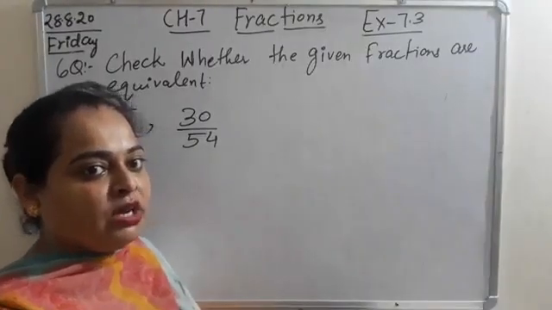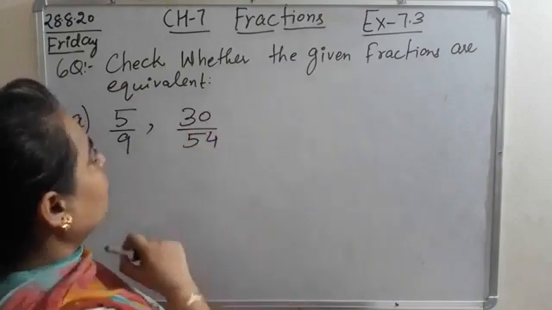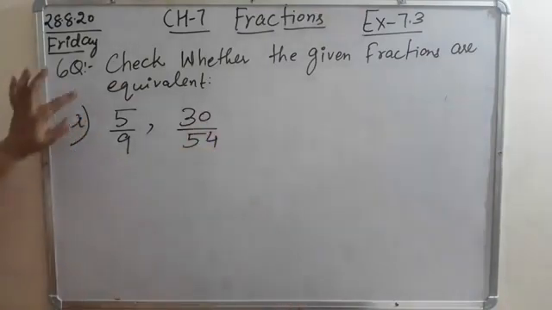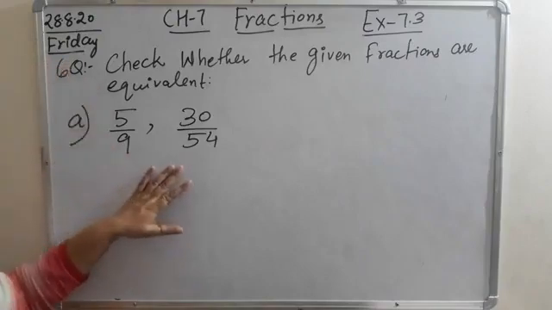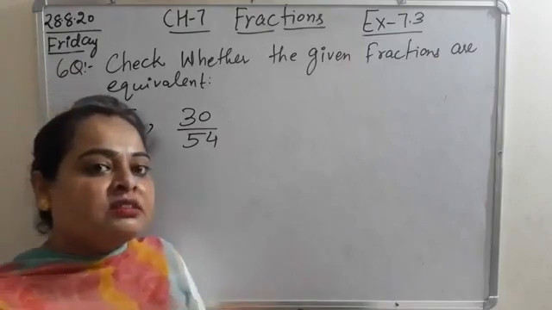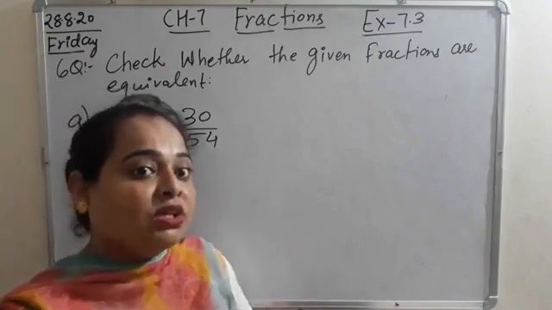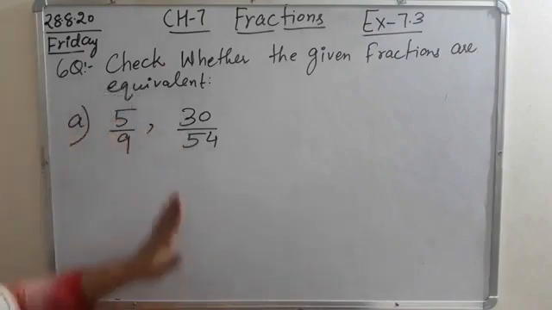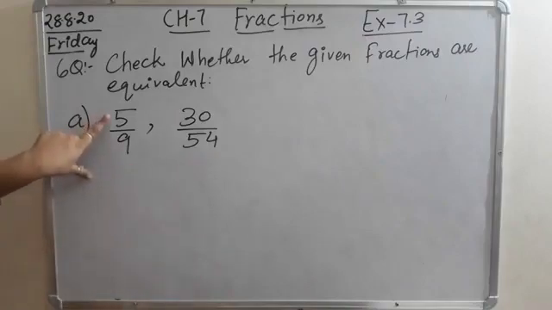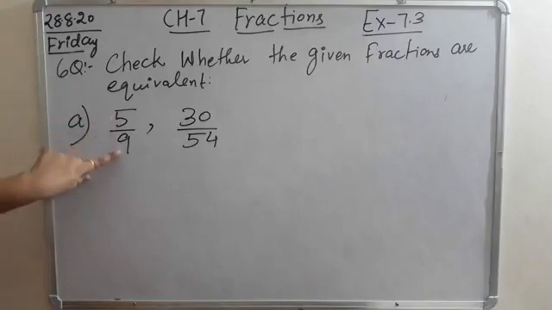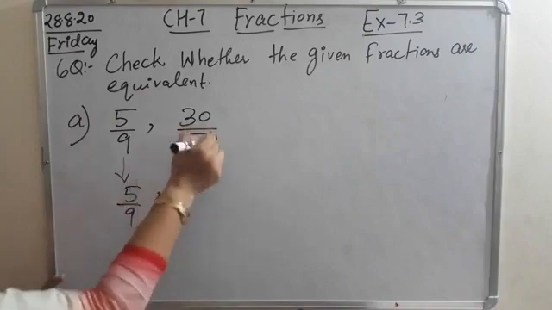Now come to the sixth question. Check whether the given fractions are equivalent or not. To solve this sum, we will apply the definition of equivalent fractions. We know that equivalent fractions are those fractions that after cancellation will give you the same result. So we will use the cancellation method here. On the left hand side we have 5 by 9, no common factor, so write it as it is, 5 by 9. Come to the right hand side.